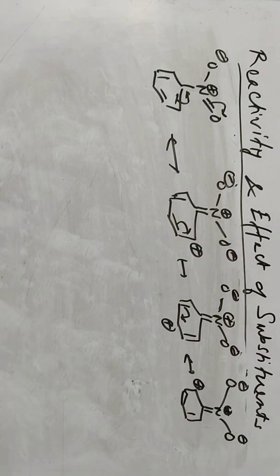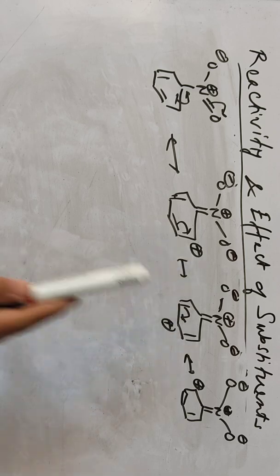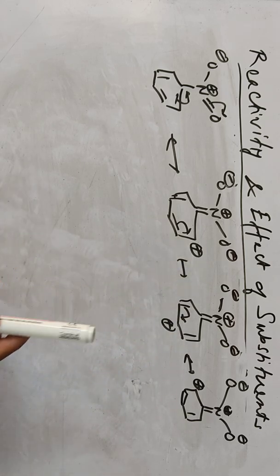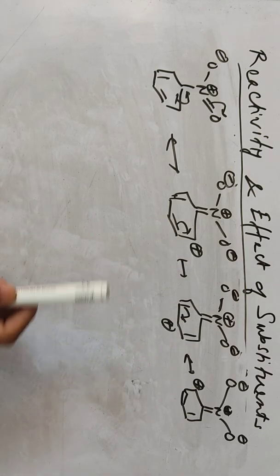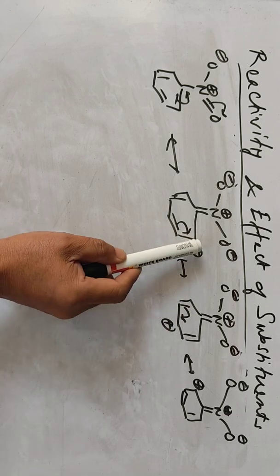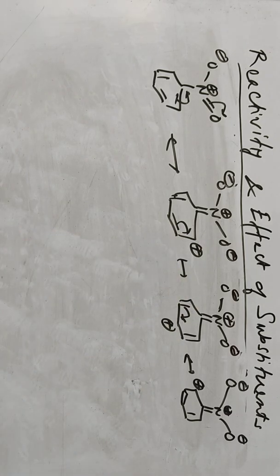So the ortho and para positions are electron deficient. Another electron deficient group such as an electrophile cannot attack either the ortho or para position. In this way we can explain the reactivity effect of substituents. So this is all about reactivity and the effect of substituents.